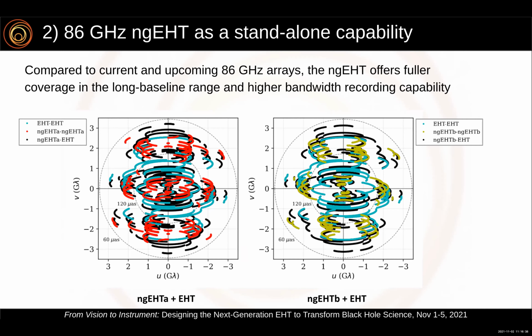So observing with ngEHT and the EHT core would already give an 86 gigahertz array that is significantly more capable than the upcoming facilities on their own for high resolution imaging and high bandwidth.